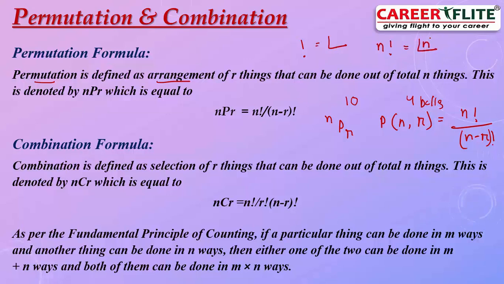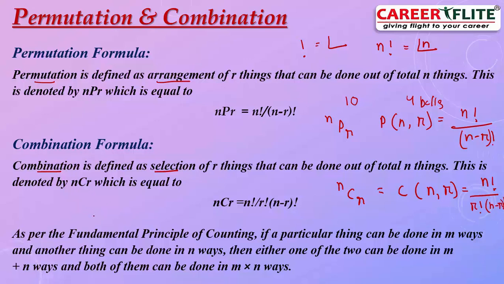Now next comes the combination formula. So what is combination? Combination is nothing but a selection of r things from the total n things. We must only select, not arrange. So combination is only selection. It is given as nCr, or you can also write it as C(n, r). It is given as n factorial divided by r factorial into (n minus r) factorial.